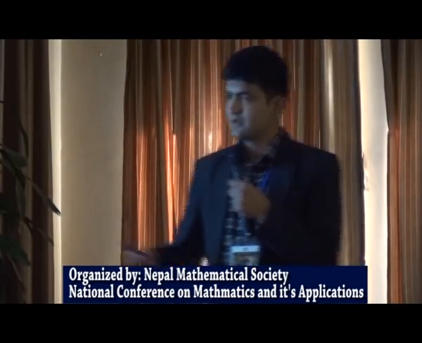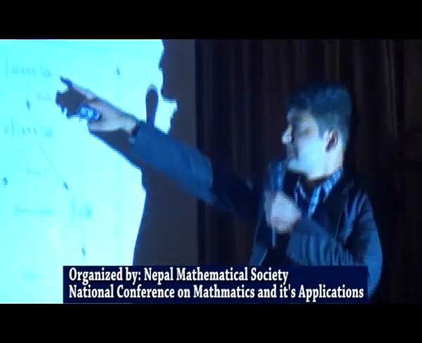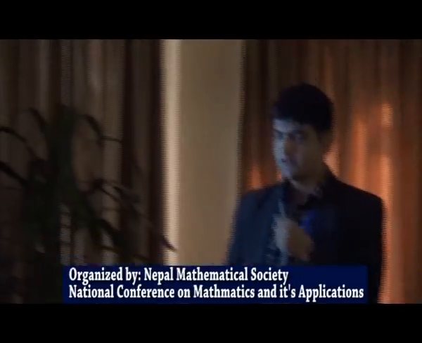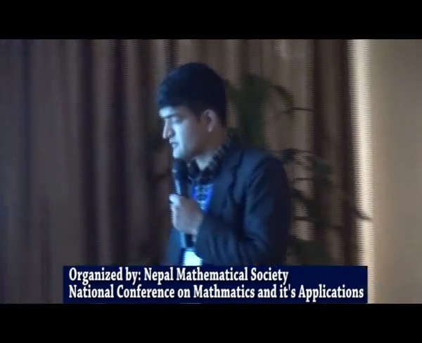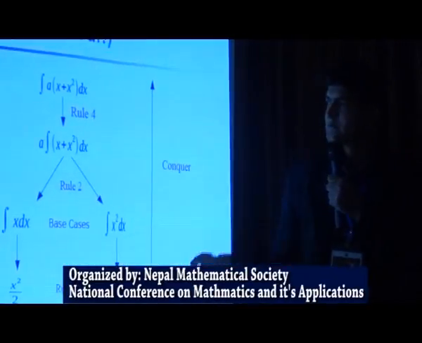So here I have taken an example, a small instance of integration, and suppose we have four rules defined for our machine, and suppose we are trying to solve this expression. What the computer actually does is it searches for a particular rule to apply over the expression. And you can see here, we can apply rule 4.